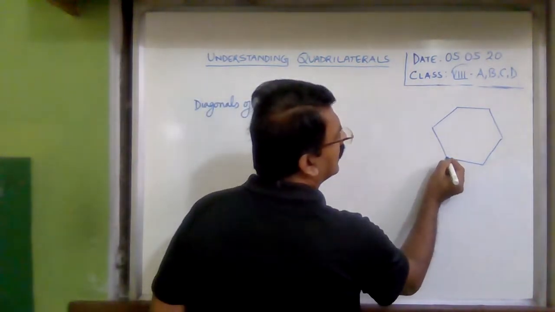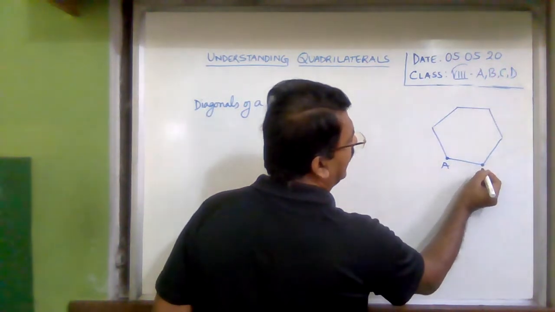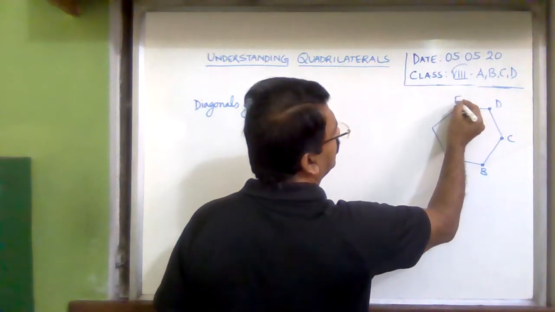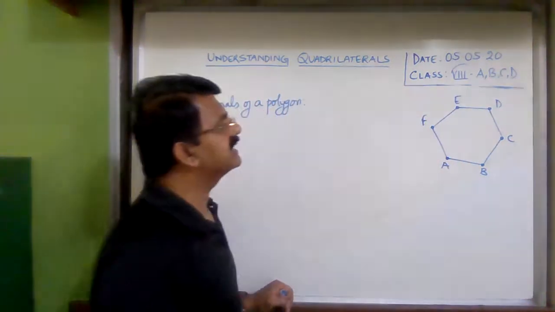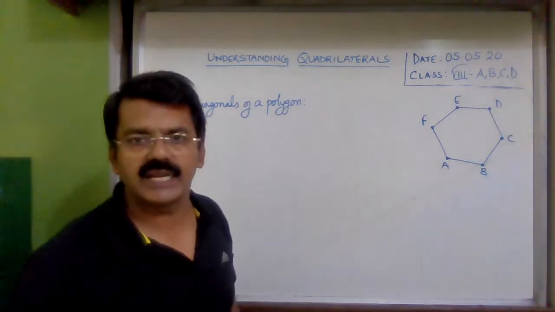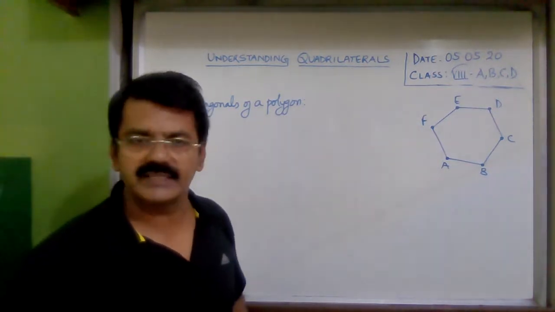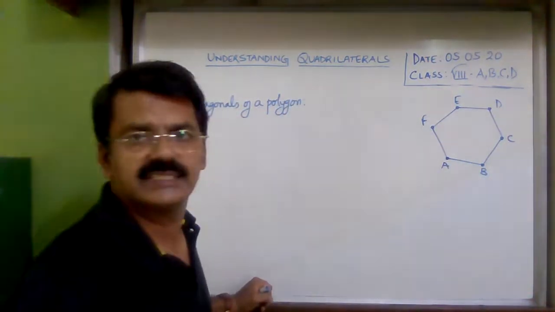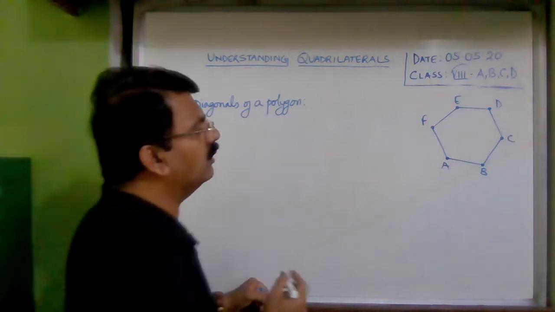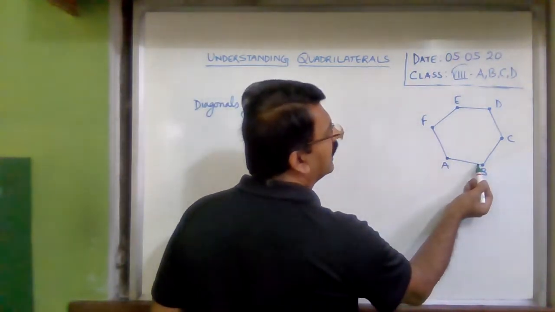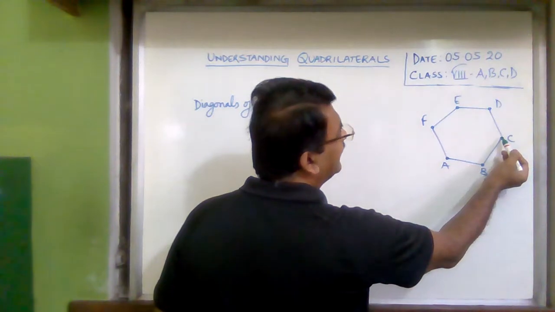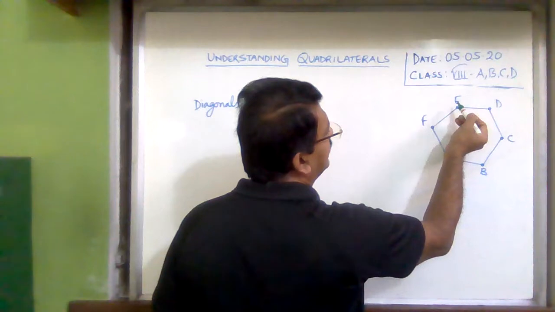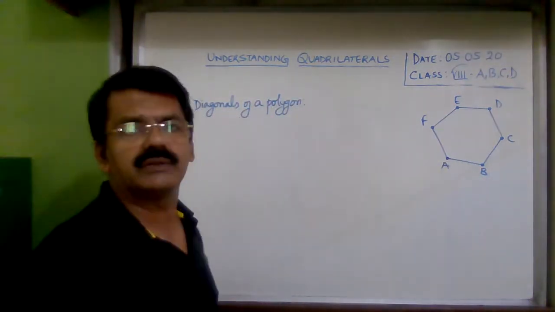Now this A, B, C, D, E and F, they are called the vertices of this polygon, or this hexagon. A B, B C, C D, D E, E F and F A, they are the sides of the hexagon. Now A, B will be consecutive vertices, B, C will be consecutive vertices, C, D consecutive vertices, and so on, D, E, E, F and F, A are consecutive vertices.